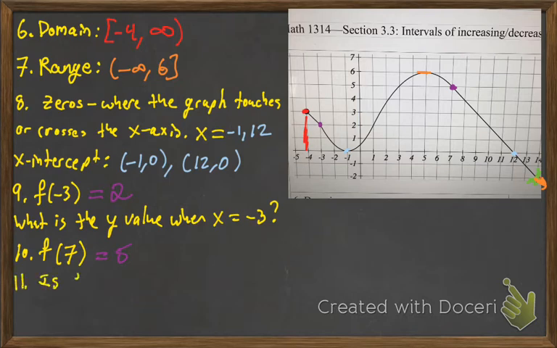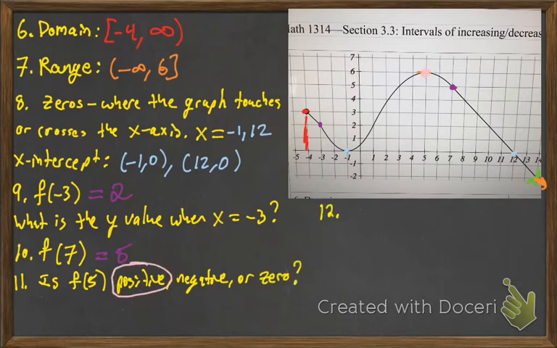Okay. Is f of 5 positive, negative, or 0? So they're asking you, what's the y value when x is 5? Is it positive, negative, or 0? Well, f of 5 is 6, so that's positive.